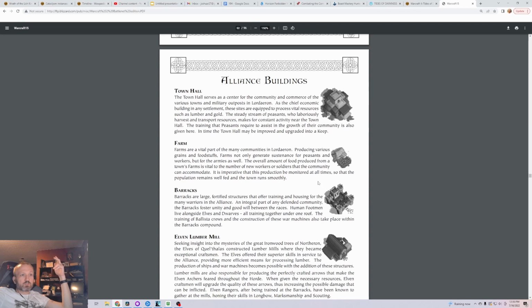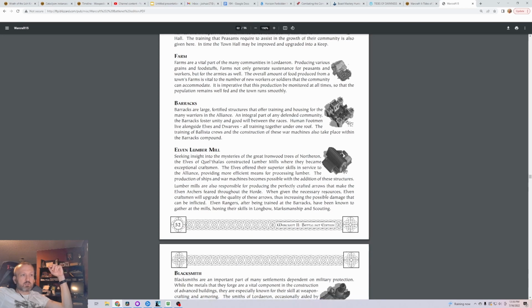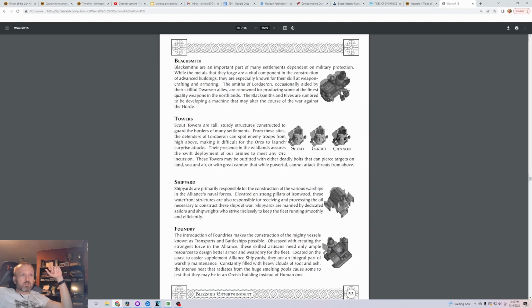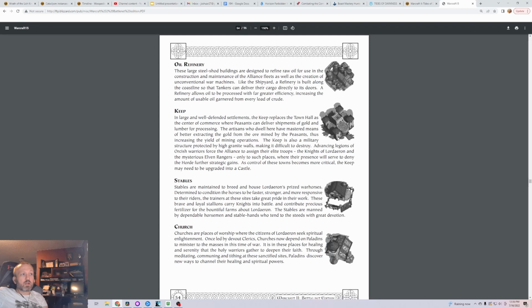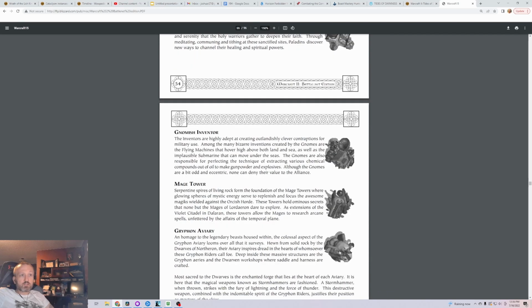You can build town halls, farms, barracks, lumber mills, just like before. Blacksmith. Now there's towers. These are huge. Getting guard and cannon towers, a huge part of the defense in the game. Shipyards to build ships, and foundries are like the blacksmith of the sea. Oil refineries. You could upgrade your town hall to a keep. You get your stables, your churches, that's all still the same.